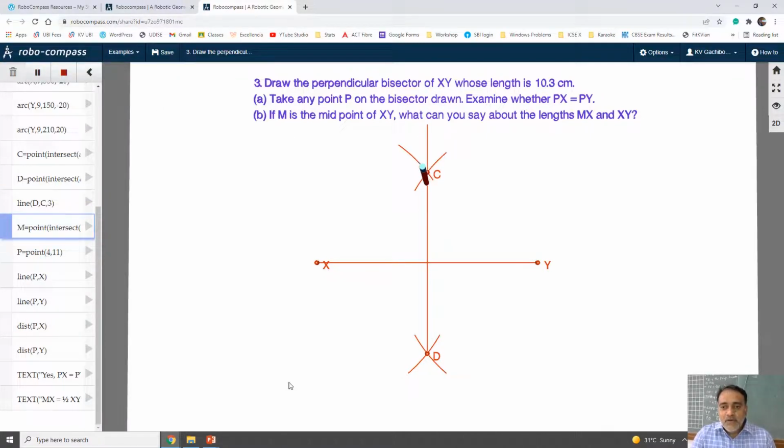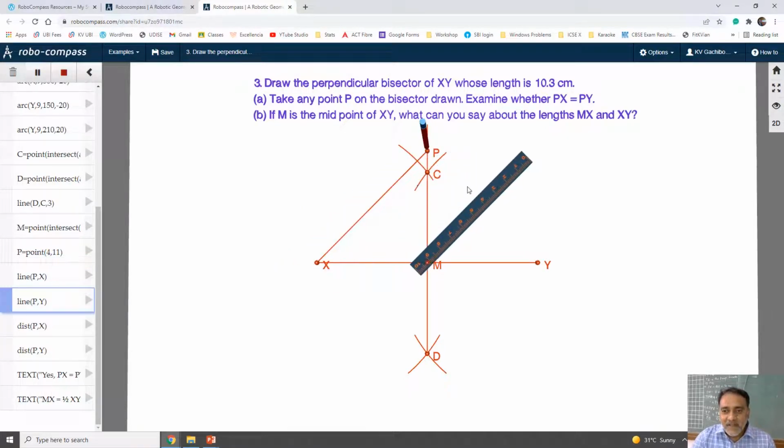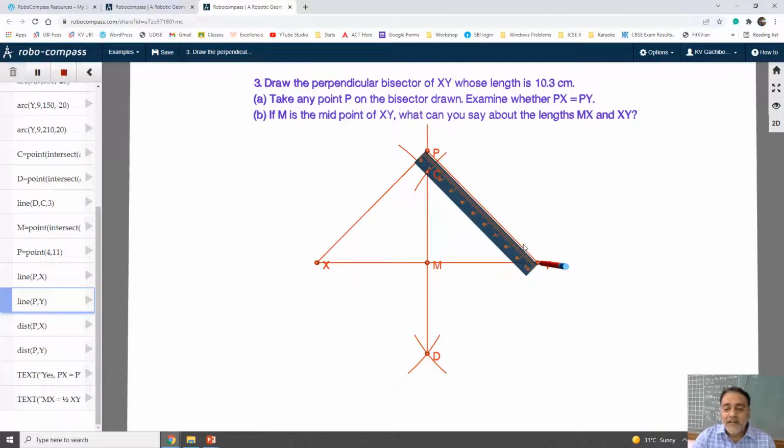Okay, now we will take this point as M. Okay, now we will measure this XC. एक point P लेके ये दोनों measure करेंगे. दोनों equal आ रहा है कि नहीं? ठीक है, ये वाला measure कर लेते हैं. PY, PX और PY both are equal or not.